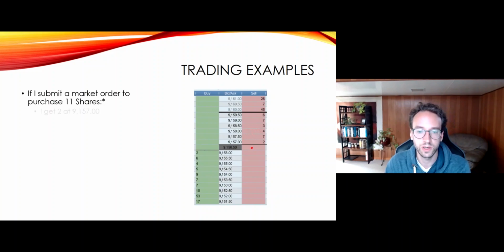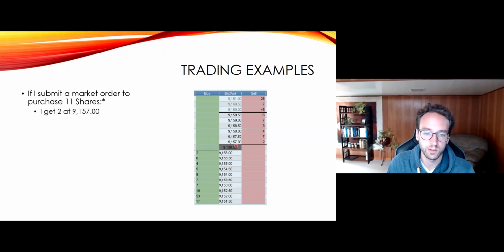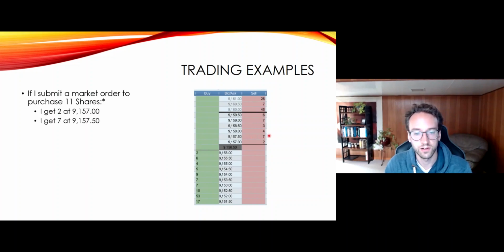Well, we get 2 shares right here at 91.57. Then we get 7 shares at 91.575. Now we've gotten 9 shares out of the 11 we want, and this was Bitcoin, so whatever, call it coin shares, it doesn't matter. We still want 2 more shares, which we're going to get at 91.58.